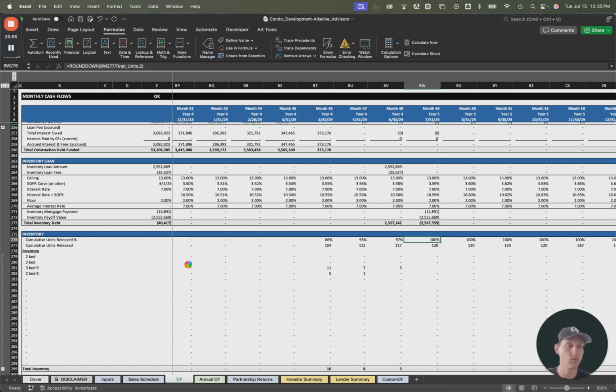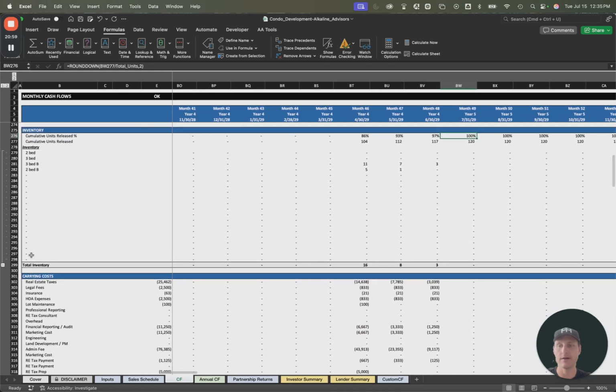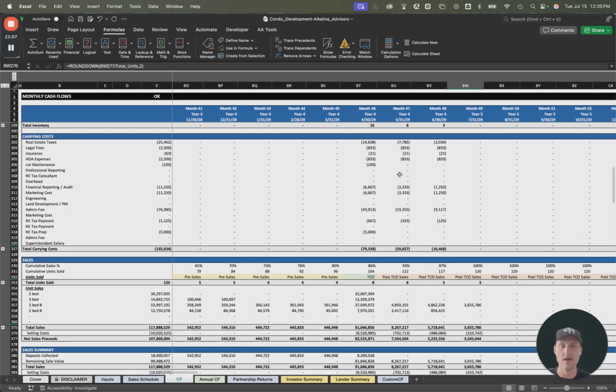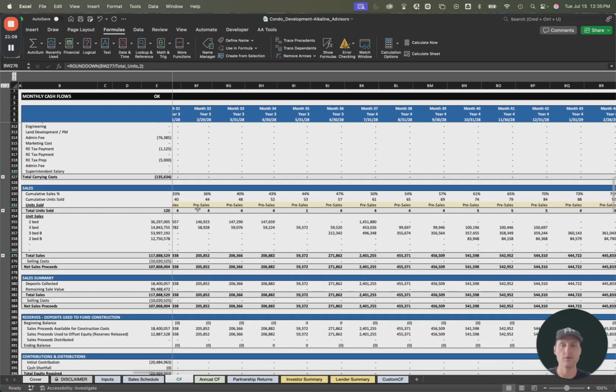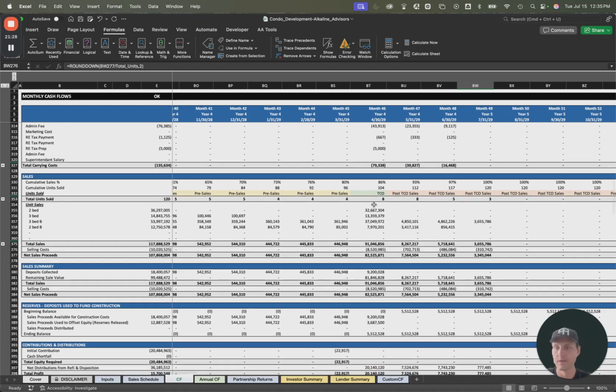And obviously this will drive the costs as it relates to our carrying costs, right? It's directly proportional. We have carrying costs right here, and that's being driven off of the units that we have on our books. Underneath, we have the sales schedule. You can see we have pre-sales, we have TCO in month 46, and then in month 47 thereafter, we have post-TCO. This will all update automatically. The colors will change automatically, and you will be able to get a better sense of when in the timeline everything's selling and where we are in that timeline as well.